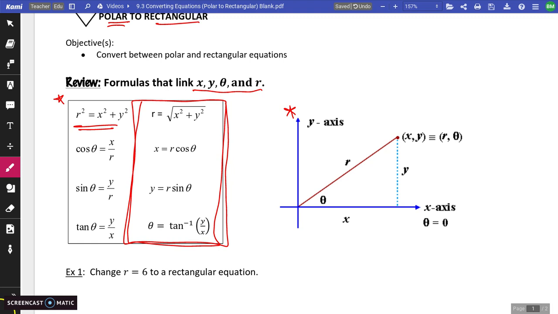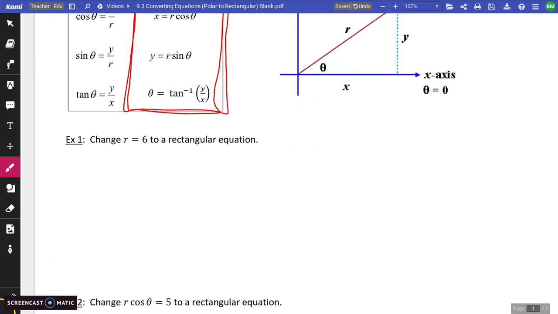So remember, the big idea here is we can swap anything that's equal to each other, right? So I can replace an r with square root of x squared plus y squared and vice versa. That's how those are helpful, okay? So let's just jump right into the examples today.